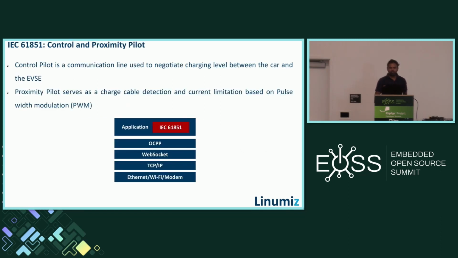We have two mechanisms for handshaking: one is the control pilot, and the other is the proximity pilot. The control pilot is mainly used for communication to negotiate the charging level between the car and the charging station, and the proximity pilot serves for cable detection and current limitation. So I would say the OCPP part covers 40 to 50% of EVSE. The other part is still covered by the application with the IEC implementation.